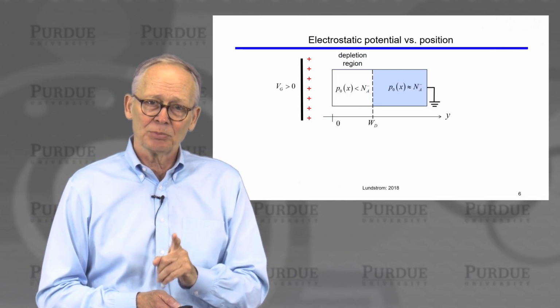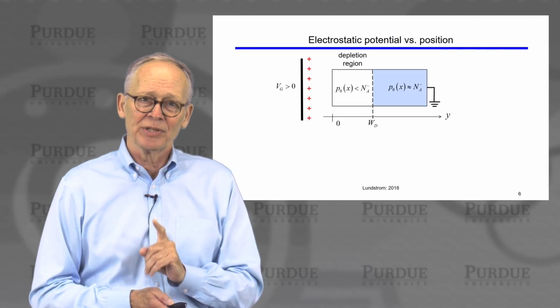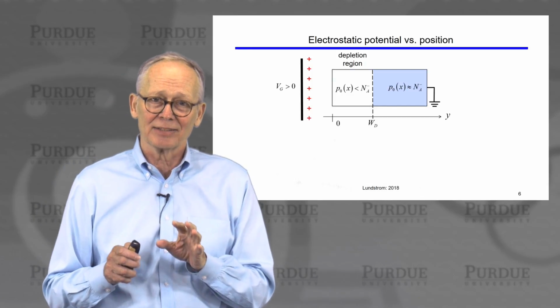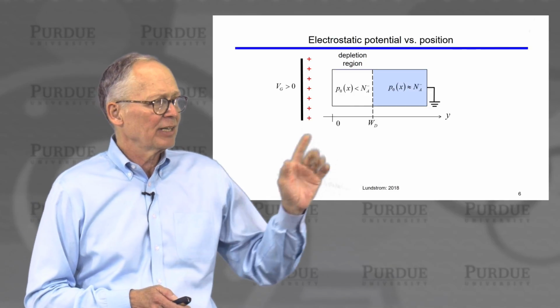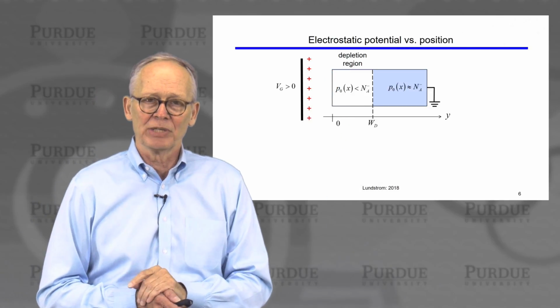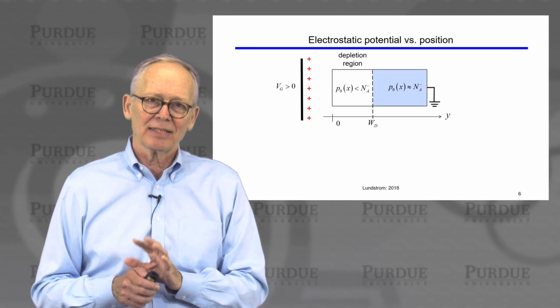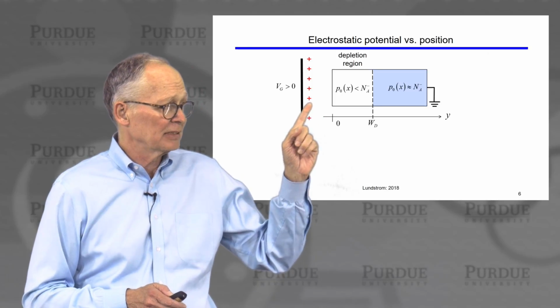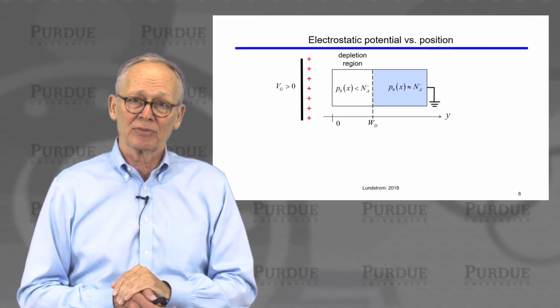Remember, the P-type dopants are negatively charged when they're ionized and doing what they're supposed to be doing, doping the semiconductor P-type. So we're going to have a region that we call a depletion region. It is depleted of mobile carriers, of mobile holes, because our positive voltage on the gate has pushed them away from the surface.